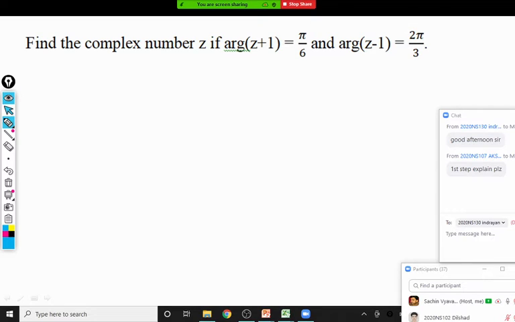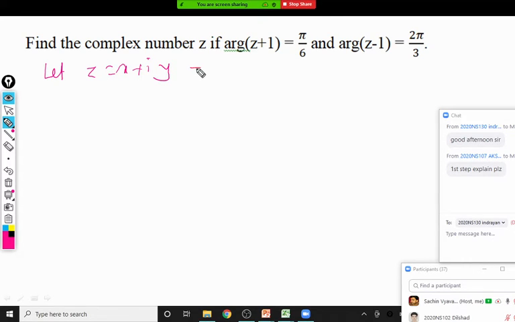So the question is find a complex number z for which argument of z plus 1 is pi by 6 and argument of z minus 1 is 2 pi by 3. So let me start here. We'll start with let z be x plus iy, that we have to find. So our aim is to find out the values of x and y mainly.